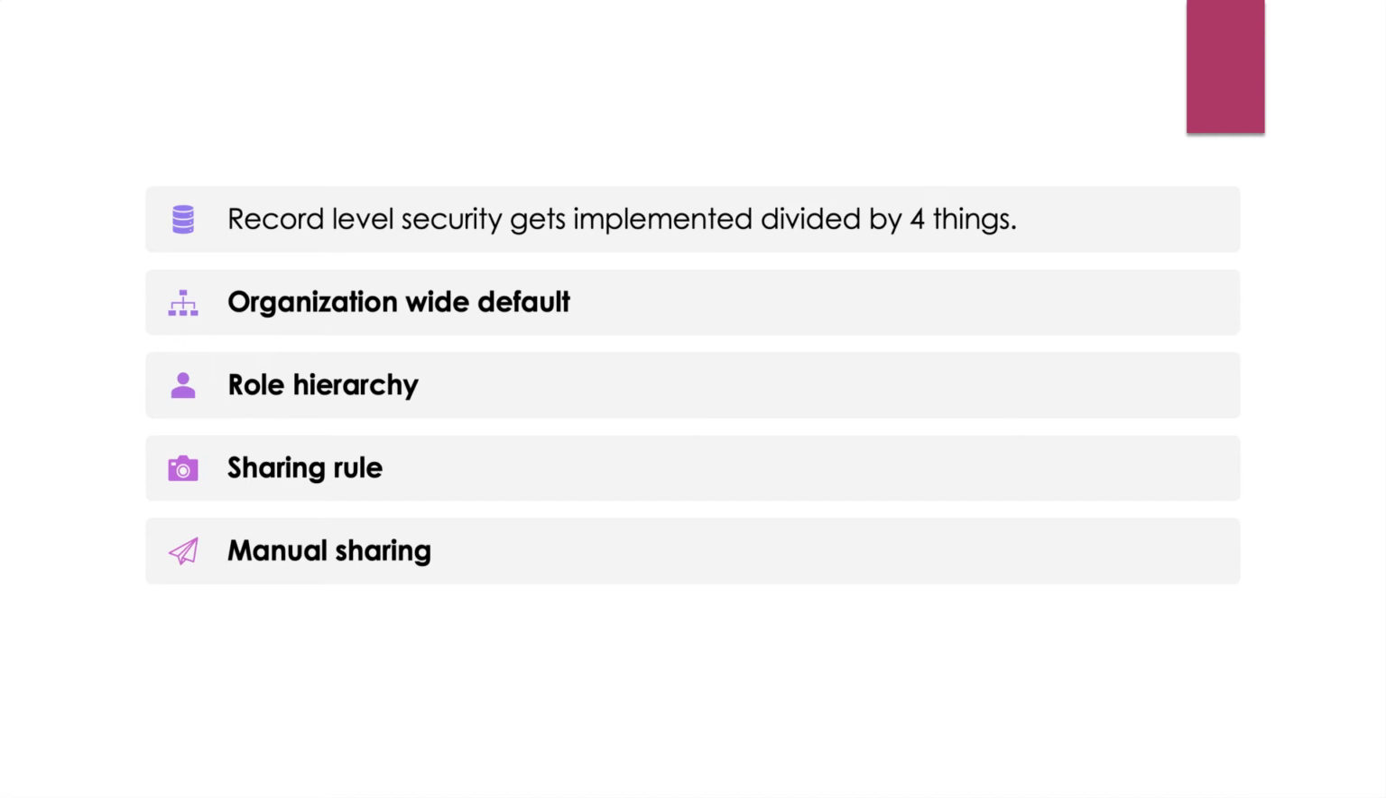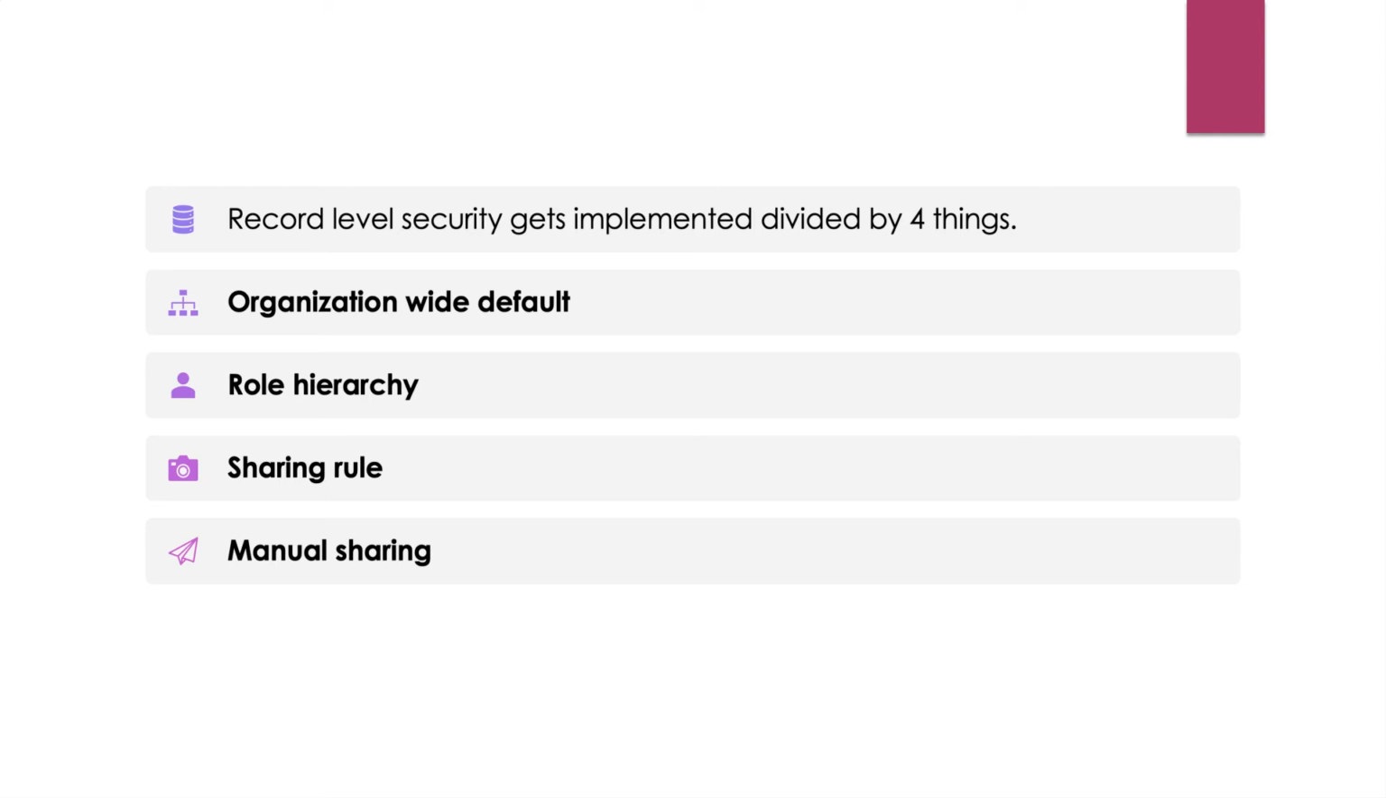Those are organization by default, role hierarchy, sharing rule, manual sharing rule. In organization by default, the first step in record level security is to determine the organization wide sharing settings for each object. Organization wide sharing settings specify the default level of access users have to each other's records.